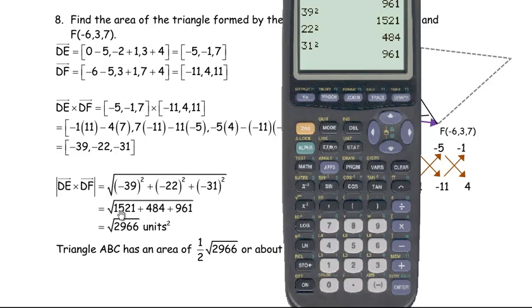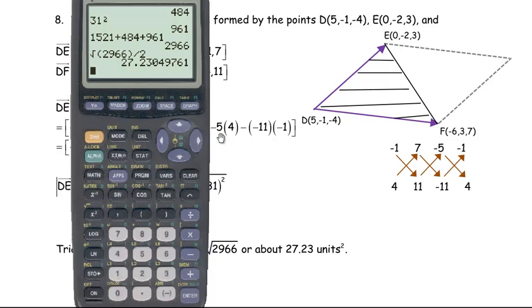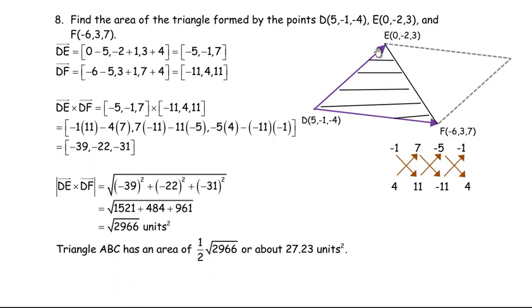So if we add 1521 and 484 and 961, we get 2966. So a half of that, a half of the root of 2966. And of course, if you want to know what that is as a decimal, 2966, and then divide by 2. So about 27.23 units if you want that as a decimal. So that's the area of the triangle.